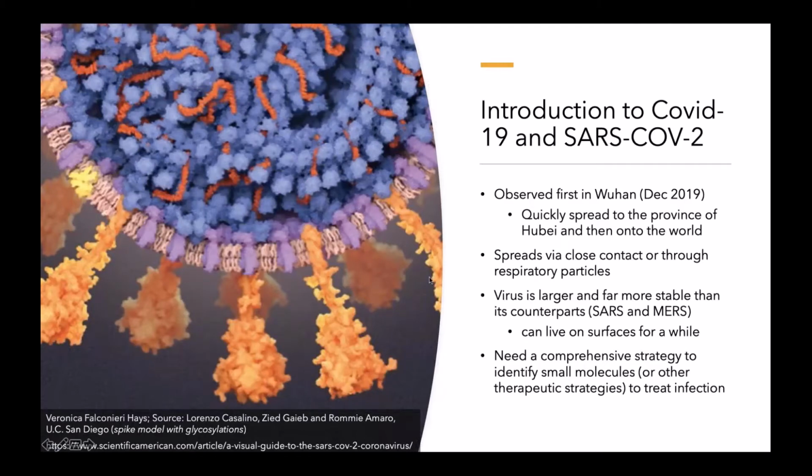And this is needed because we would like to understand what the initiation events are for this virus to attach and start infecting human cells. But it's not only that, we also need a comprehensive strategy to identify small molecules or other therapeutic strategies, which can include antibody design and things like that, to treat the infection that's already present, or even prevent future viruses from happening.